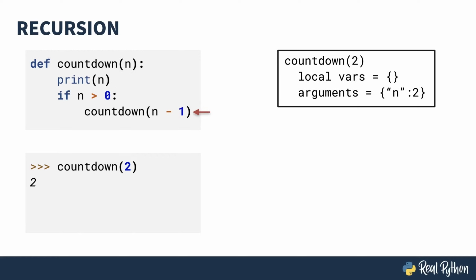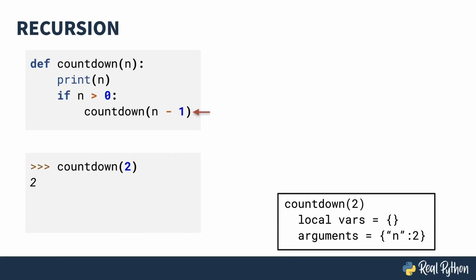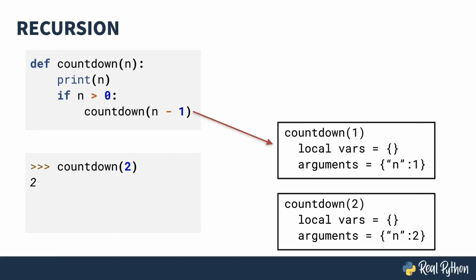Next, the if checks if n is bigger than 0. It is, so countdown is called again, this time with the argument of n minus 1, which would be 1. This causes the stack to get pushed down, and a new frame is created. In the new frame, the argument list contains n equals 1.